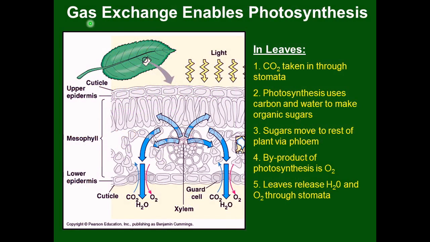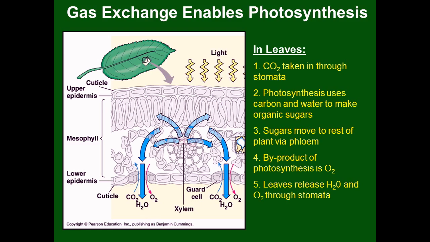Gas exchange is required for photosynthesis. 1, in leaves, CO2 is taken in through stomata. You should have had this in Biology 181 in your lecture and laboratory. And 2, photosynthesis uses carbon and water to make organic sugars. 3, sugars move to the rest of the plant via the phloem. And 4, the byproduct of photosynthesis is oxygen, and again, remembering water. And 5, leaves release water and O2 through the stomata.